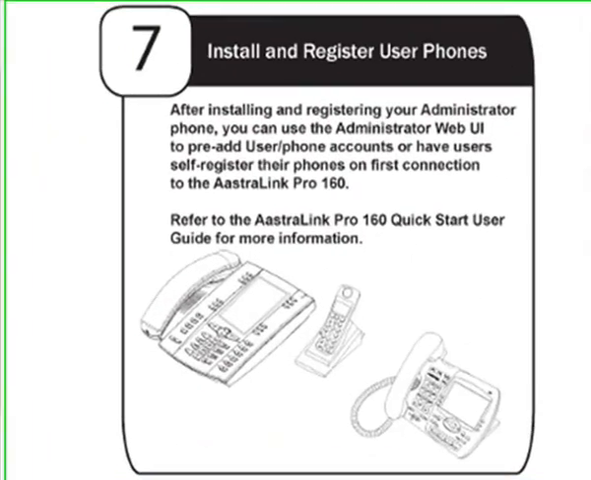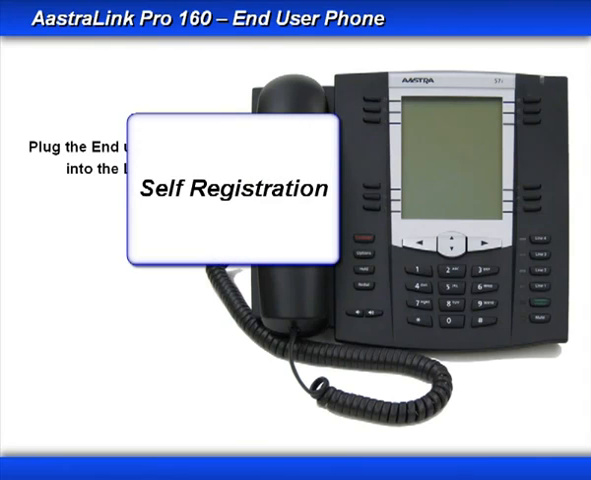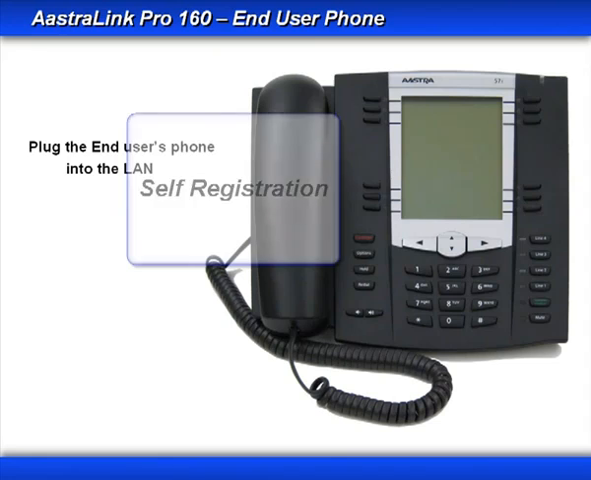Step 7. Install and register user phones. The user phones can be installed by either using the administrator web user interface or by allowing the user to self-register their phone. This is done by plugging the phone into the LAN and answering a few simple questions. I'll demonstrate the self-registration process first.